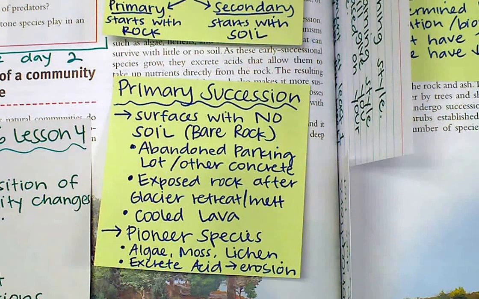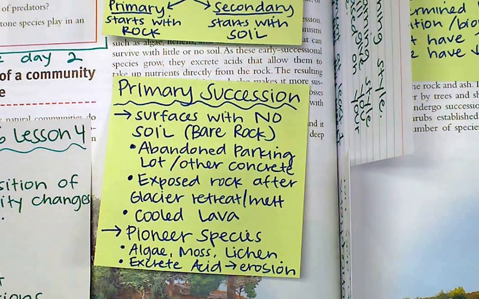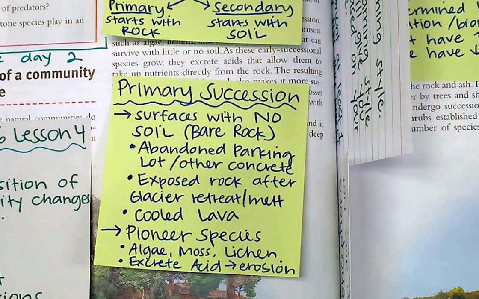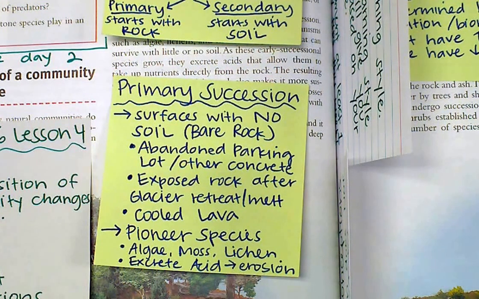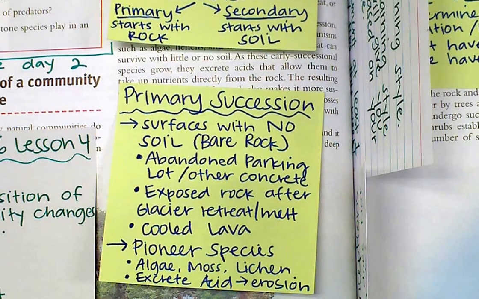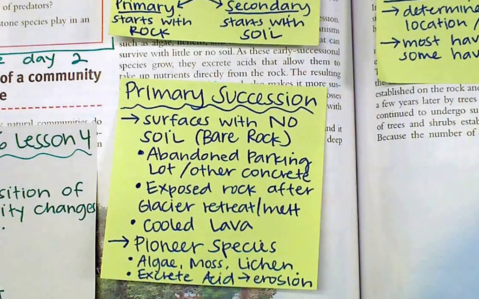These pioneer species are special because they excrete an acid, and this acid helps them erode the rocks under which they live so that it can start breaking down that rock and creating gravel and soil. The more broken up the rock is, the more things it's going to collect. So if we have a windstorm, it's going to collect more seeds and more dirt if the rocks are broken up.